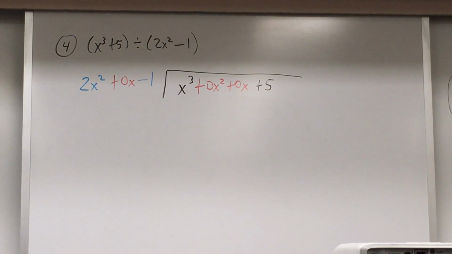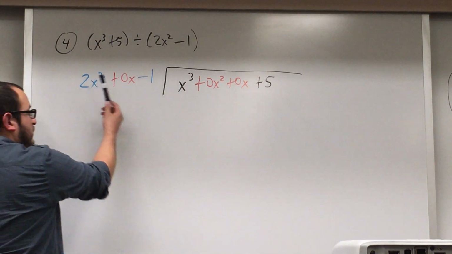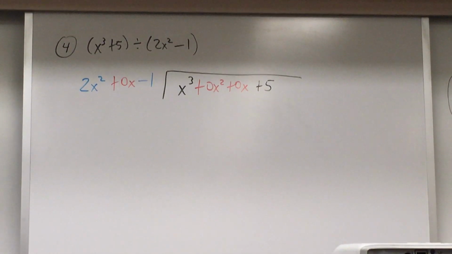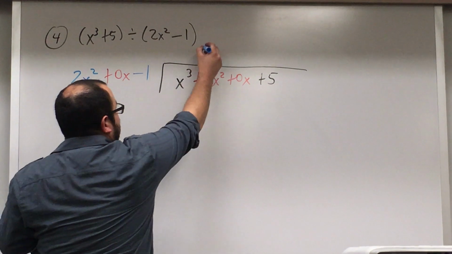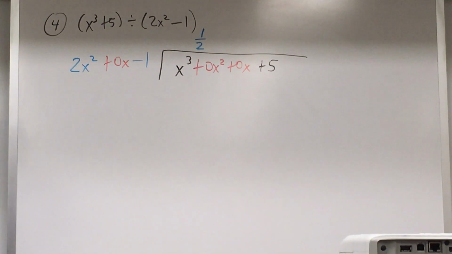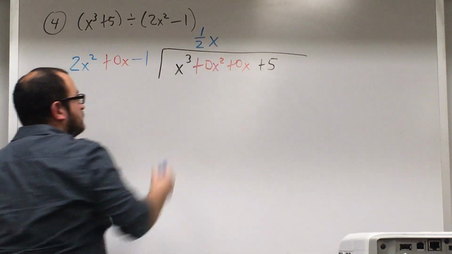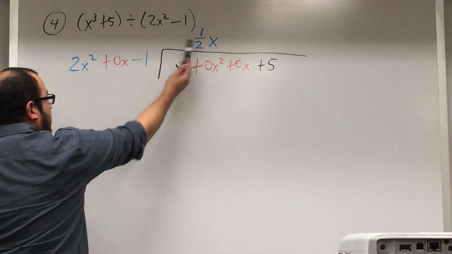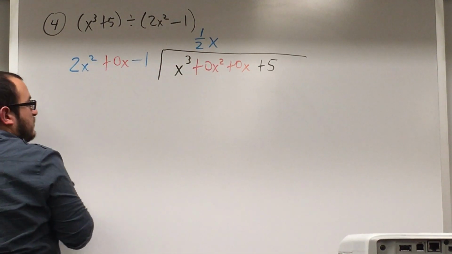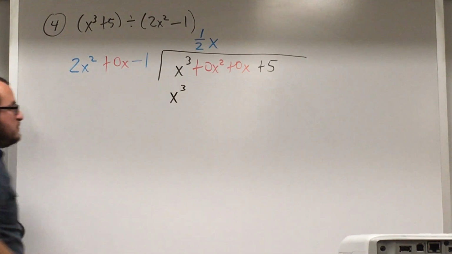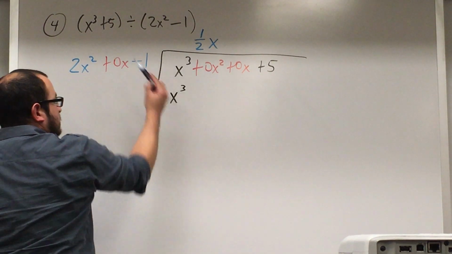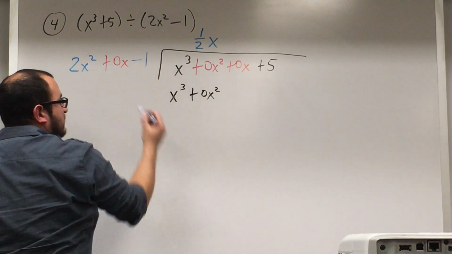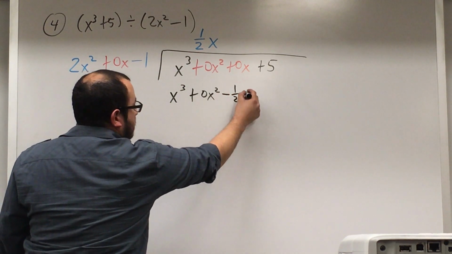All right, so you ask yourself, how do you get 2x squared to become x cubed? So how do you get 2 to become 1? You have to multiply by a fraction. So you have to multiply by 1/2 x. Half of 2 is 1. So 1/2 times 2 is 1. x times x squared is x cubed. 1/2 times 0 is still 0x squared. And then 1/2 times negative 1 is negative 1/2 x.